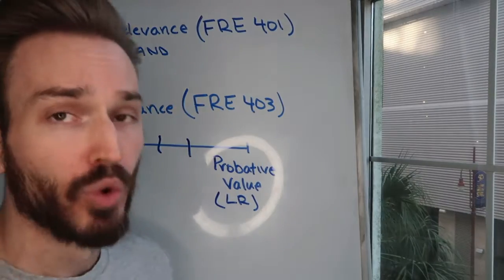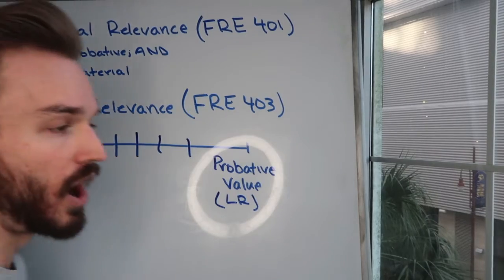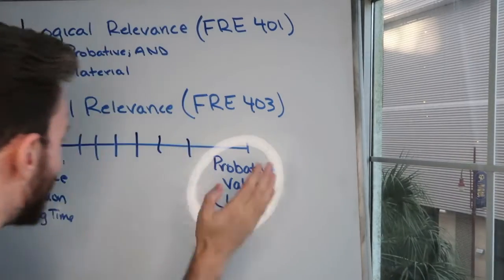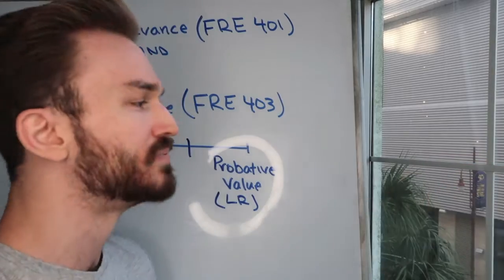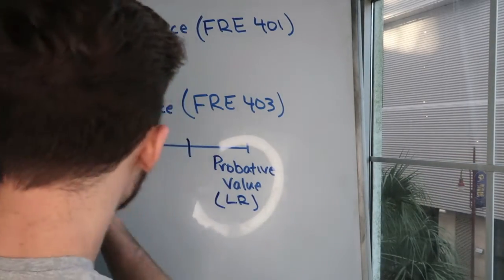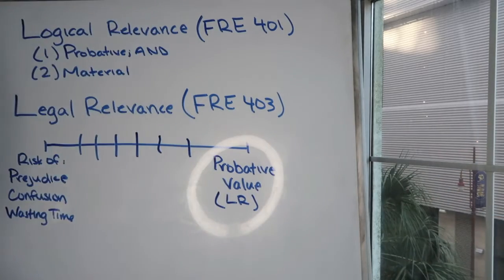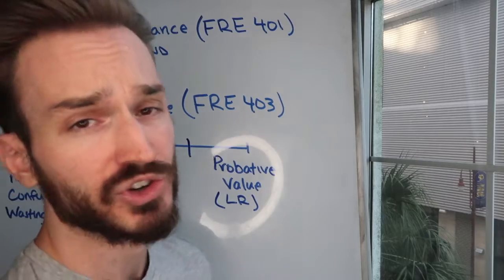If you're going to do a 403 analysis on an evidence essay, you could draw up this exact spectrum on your little piece of paper. And remember, you have to plot that evidence somewhere on the spectrum. On the right side, we have probative value. On the left, we have unfair risk of prejudice to the jury.